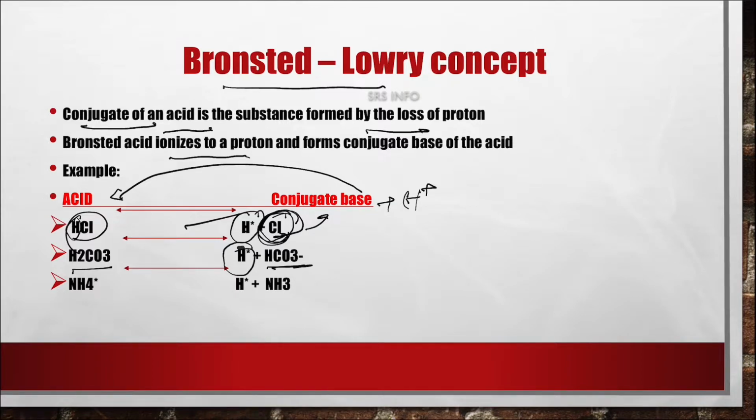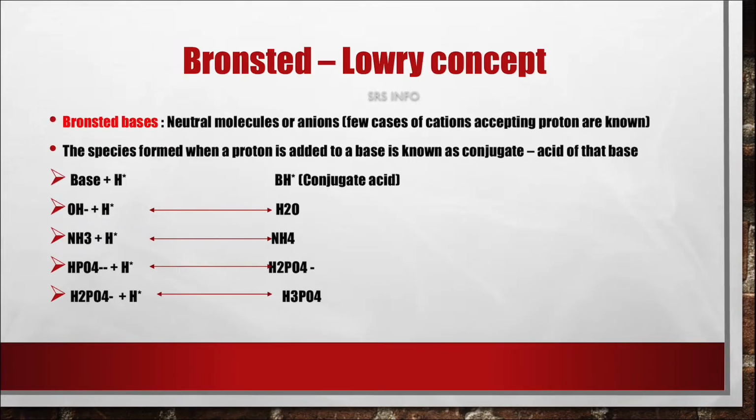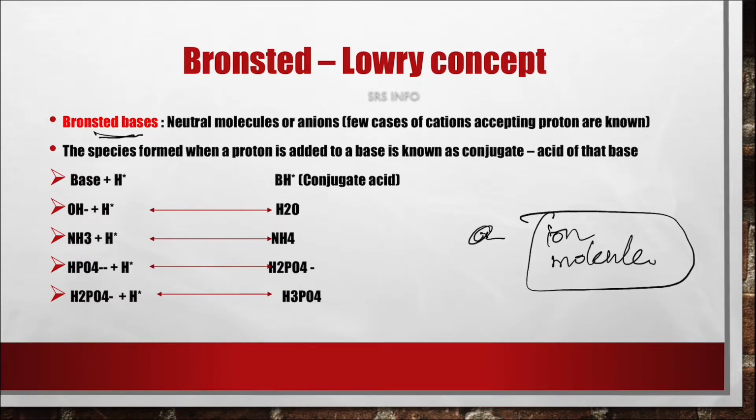This is the concept, and the same criteria is applicable to a base also. In the definition, we explained that the substance may be either an ion or a molecule. So a Bronsted base is a neutral molecule or anion which is ready to accept the proton removed or lost by the acid. The species formed when a proton is added to a base is known as the conjugate acid of that base, which I have already explained to you.